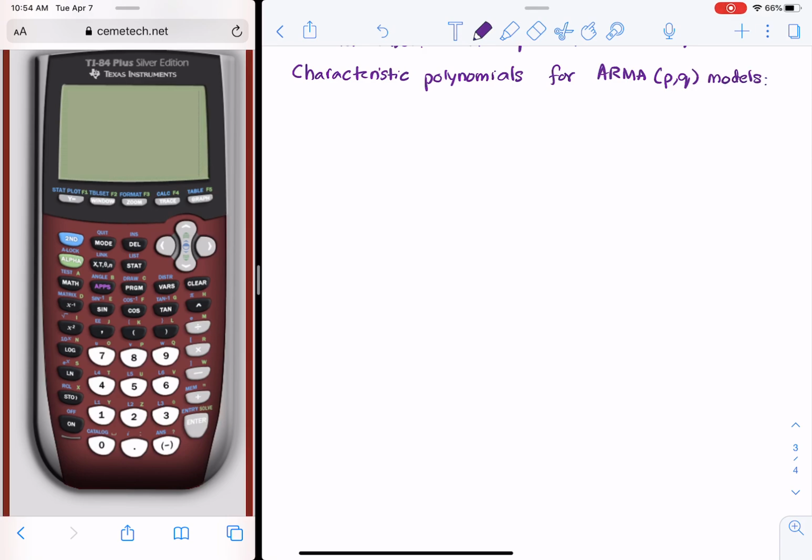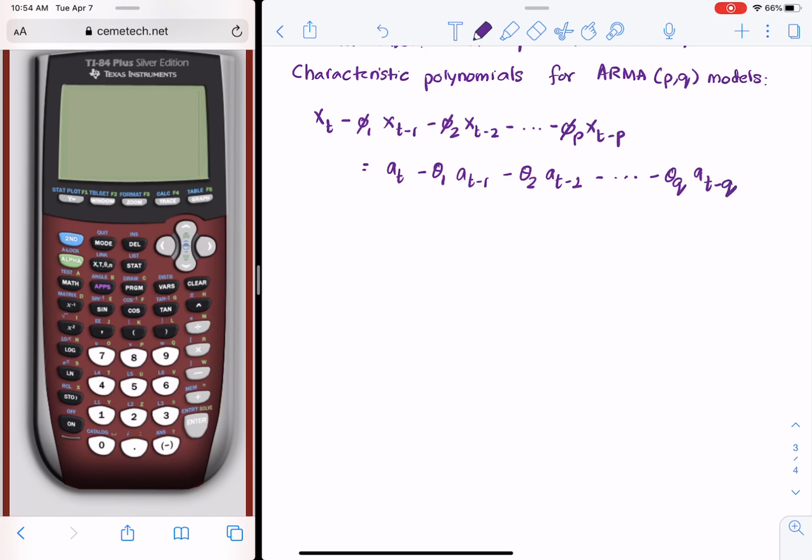If you recall, we have an ARMA(p,q) model as xt minus phi1 xt minus 1 minus phi2 xt minus 2 minus all the way up to phi p xt minus p. And that would equal a sub t minus theta 1 a sub t minus 1 minus theta 2 a sub t minus 2 minus all the way up to theta q a sub t minus q.